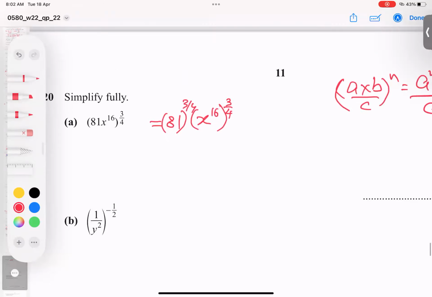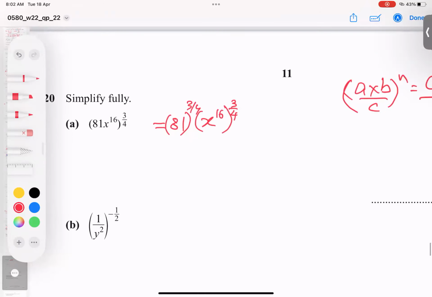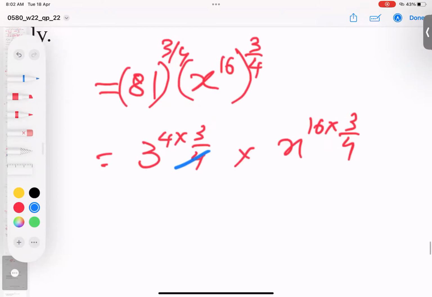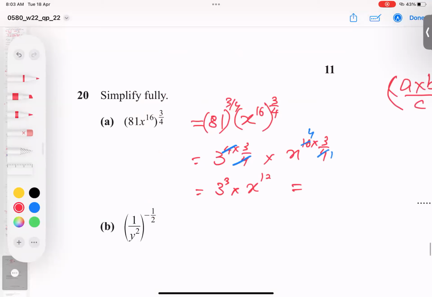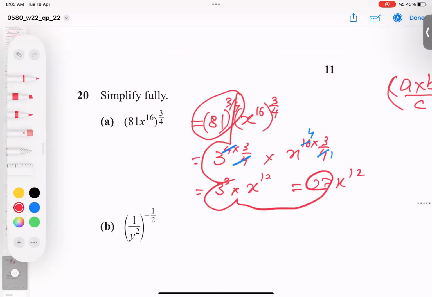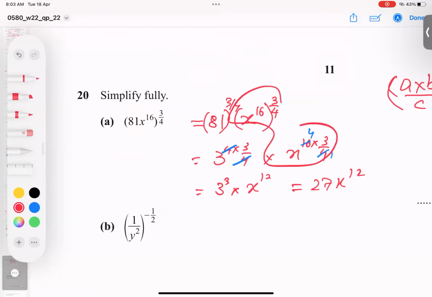And now you can see, because the question is for 2 marks, 81. What I know, 81 is 3 to power 4. 3 to power 4. And the upper power is 3 by 4. And x to 16 into 3 over 4. Actually, I'm using indices properties. 4, 4 cancel. 4 ones are 4, 4 fours are 16. Here I get 3 to power 3. And here I get x to power 12. And I get ultimately 27 x to power 12. If you are a little confused, you can type it directly to get 27, but this you have to show manually. Okay.